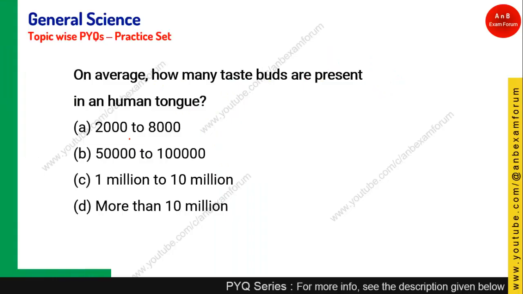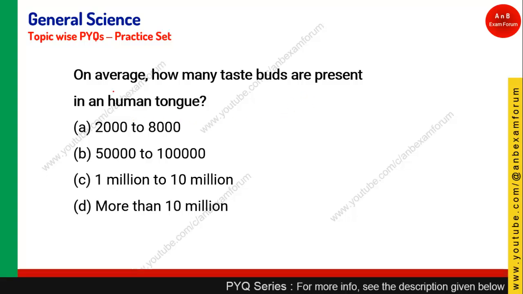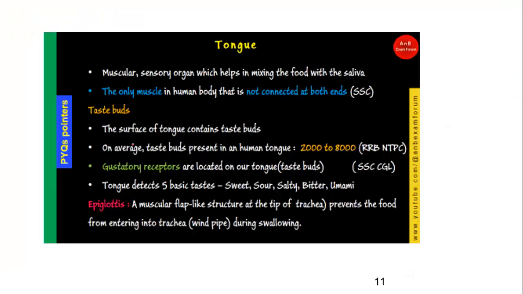Let's see the next question. On average, how many taste buds are present in the human tongue? So these are the four options. Let's see who can give the right answer. Yes, those who have given option 2000 to 8000, they are right. It is not 1 million to 10 million. They are very small in number, but they perform the gustatory function that we have covered in the theory class. So option A is the right answer.